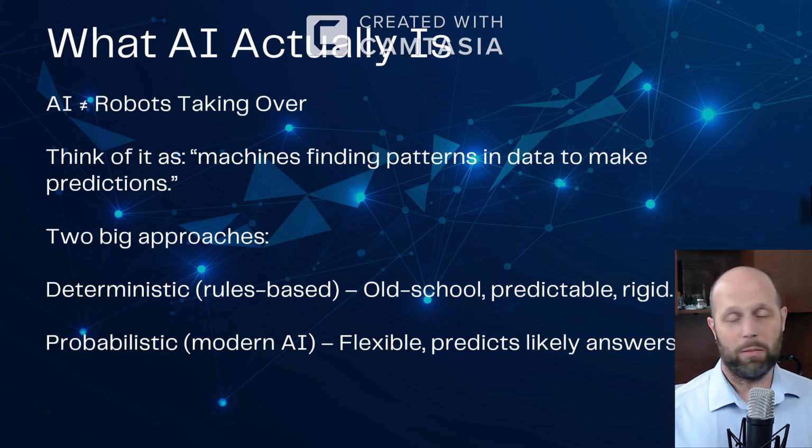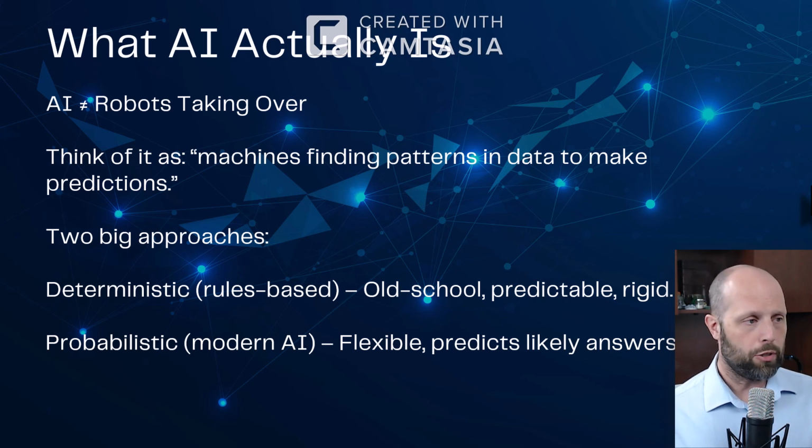Does AI mean that the machines and the robots are all taking over? Probably not. Think of it like machines that can find patterns in data and make really pretty good predictions about outcomes. It's more predicting the probability that something is going to happen.